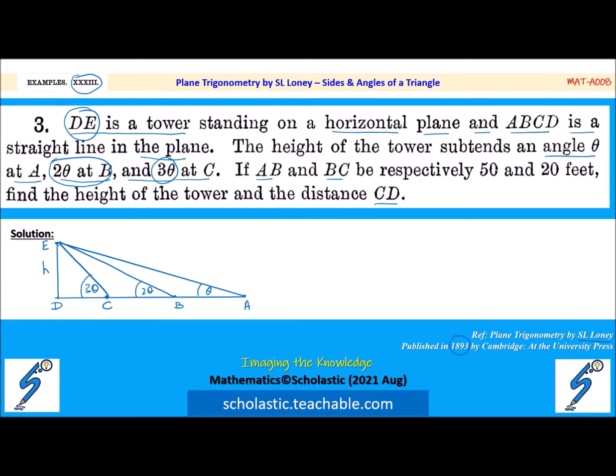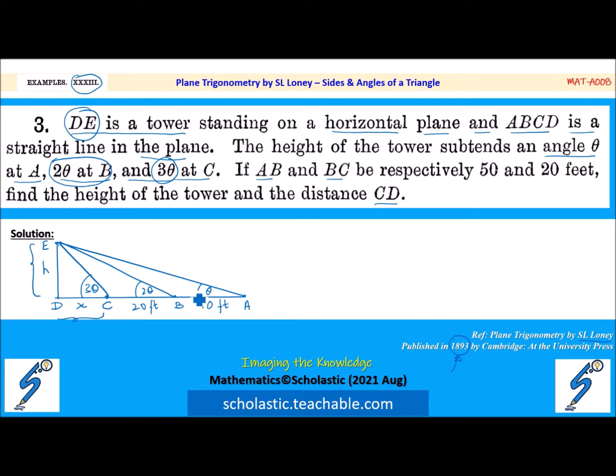Okay, this is the visual picture, and also it is given that AB is equal to 50 feet, BC is equal to 20 feet. These are in feet, but if you like, you can make them meters. But let's use the one that is given in this 1893 book as it is. So now we can write few equations because we are asked to find a few things, and one is CD. Let's make it as X. So we need to find this one, and we need to find the height of the tower.